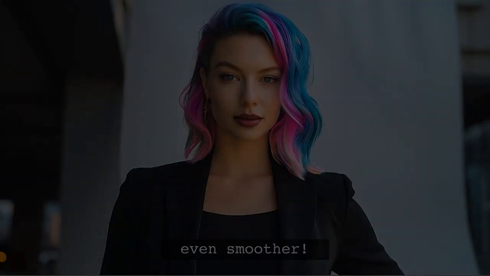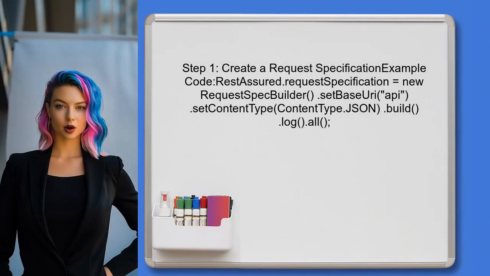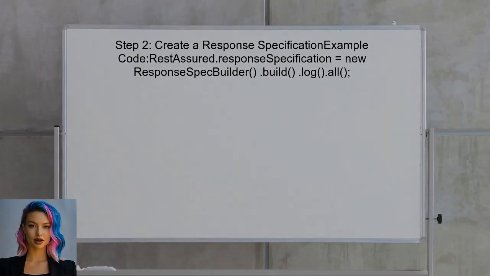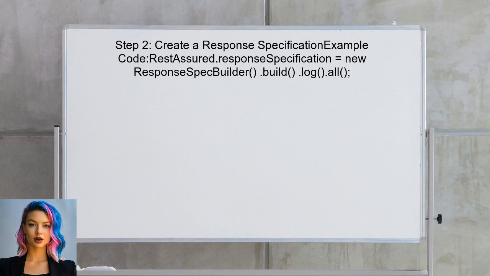To enable logging for all RestAssured requests and responses globally, the user should start by creating a request specification. This specification will define the base URI and content type, and it will also include logging for all requests. Next, the user needs to create a response specification. This specification will also need to include logging. However, it is important to ensure that the request specification is defined before setting up the response specification.